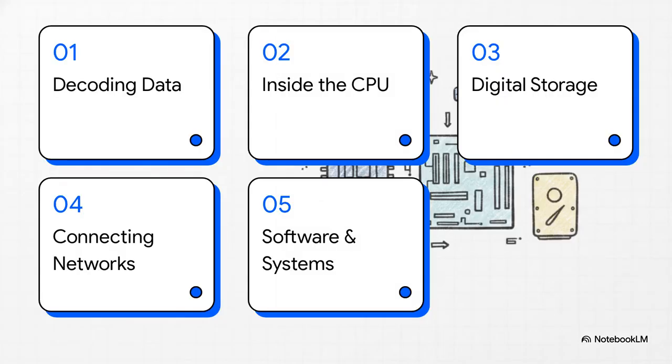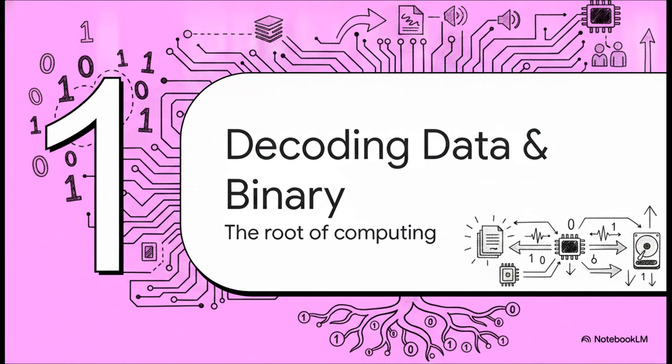Here's our roadmap for today. 1. Decoding data and binary. 2. Inside the CPU. 3. Storing our digital world. 4. Connecting through networks. And finally, 5. Software, systems, and licensing. Let's kick things off with Section 1, Decoding Data and Binary.